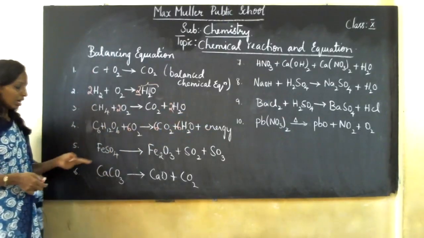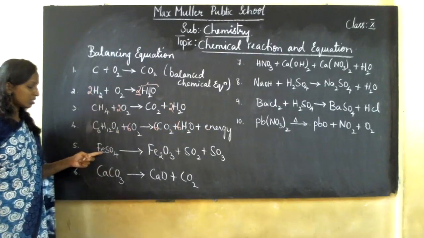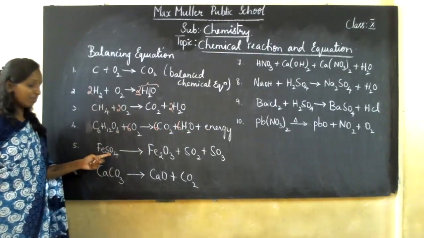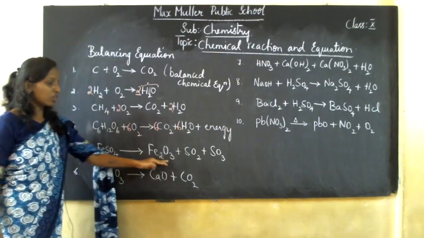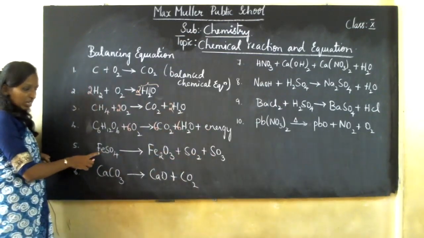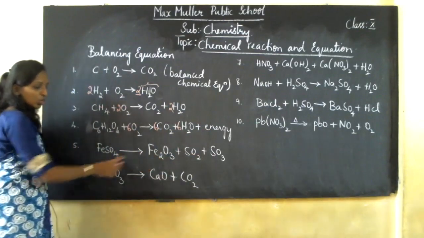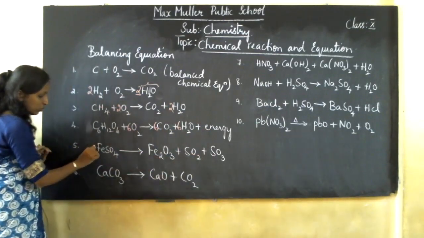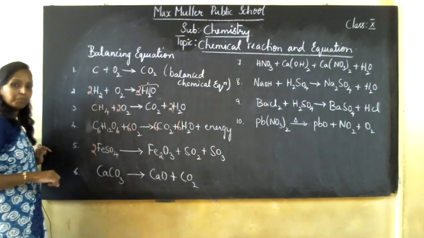Next you see Fe, ferrous ferric sulfate. Ferrous sulfate plus ferrous oxide, sulfur dioxide and sulfur trioxide. So ferrous sulfate, Fe is 1. Fe here it is 2. So Fe is 2, in the sense I require 2 here. So let me take 2 here.